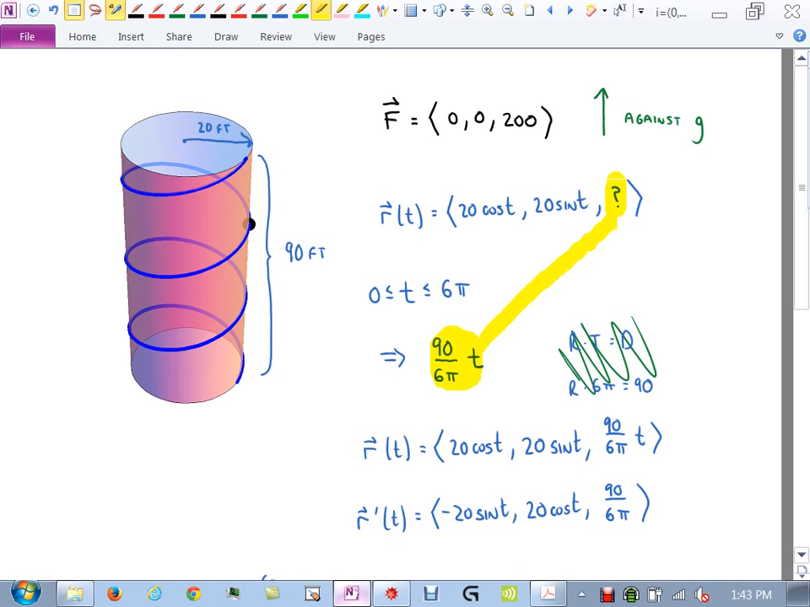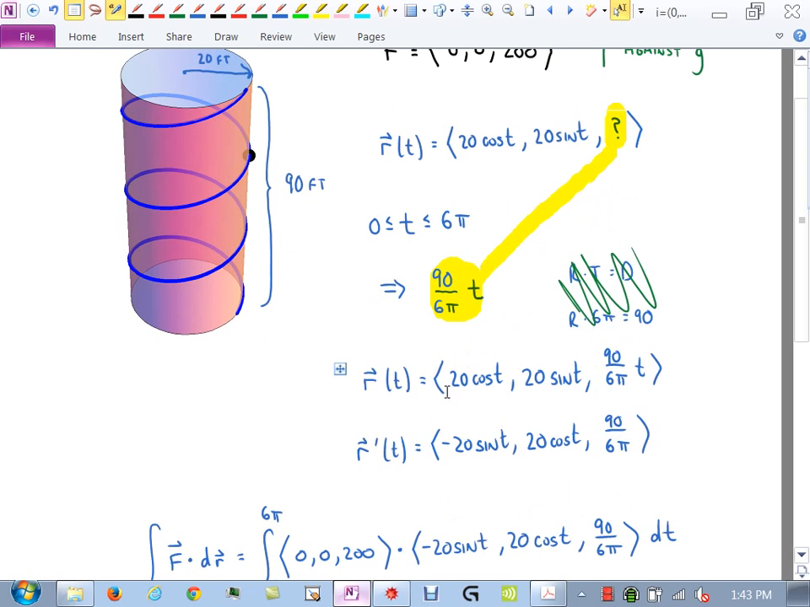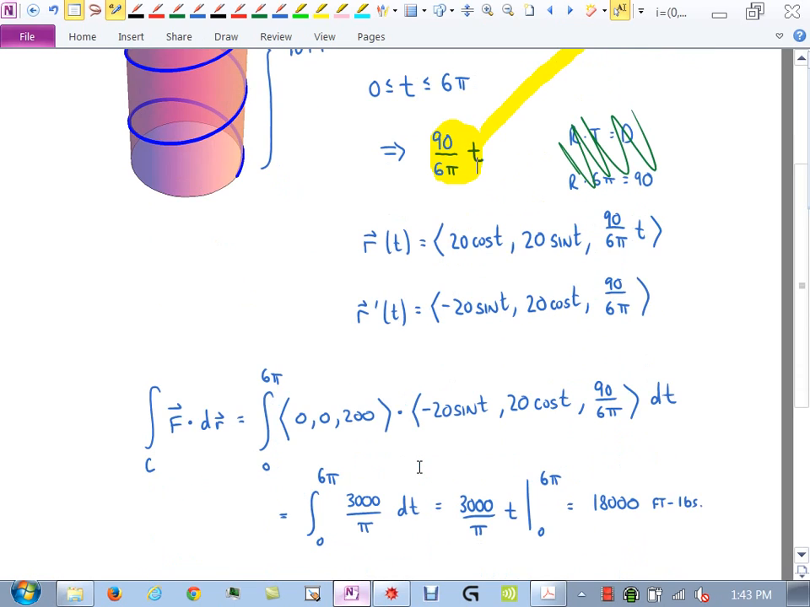The up and down part you have to get from the idea of the rotations. 3 rotations, that's 6 pi. So I have to go from 0 to 90 in 6 pi. That gives us our R of t. Then differentiate it because I'm going to need that. And then I come down here and I set up the vector field integral.